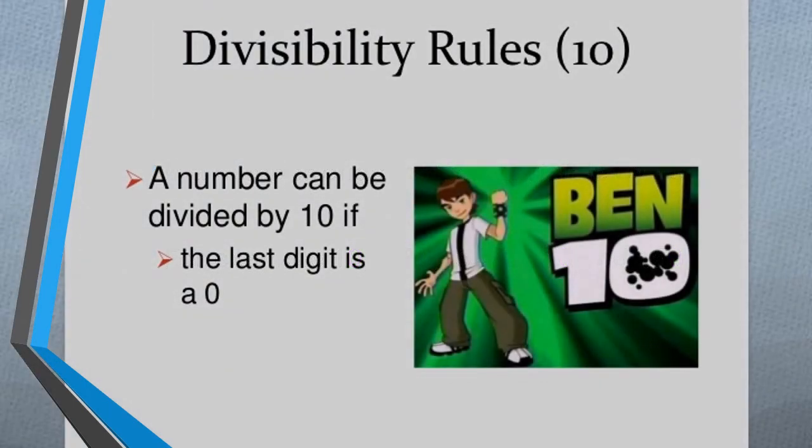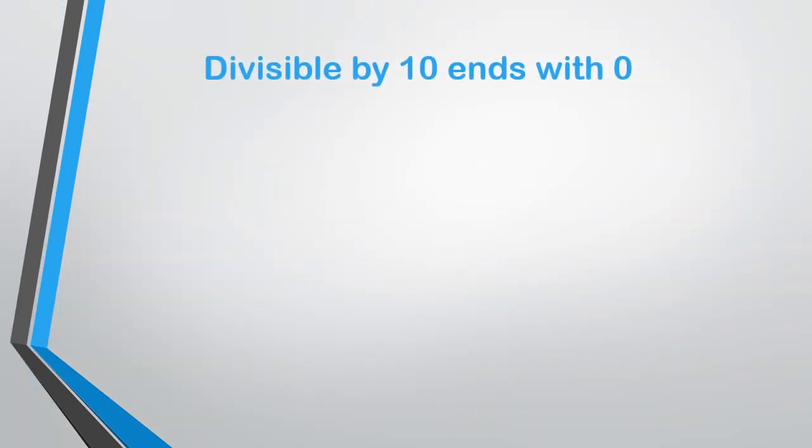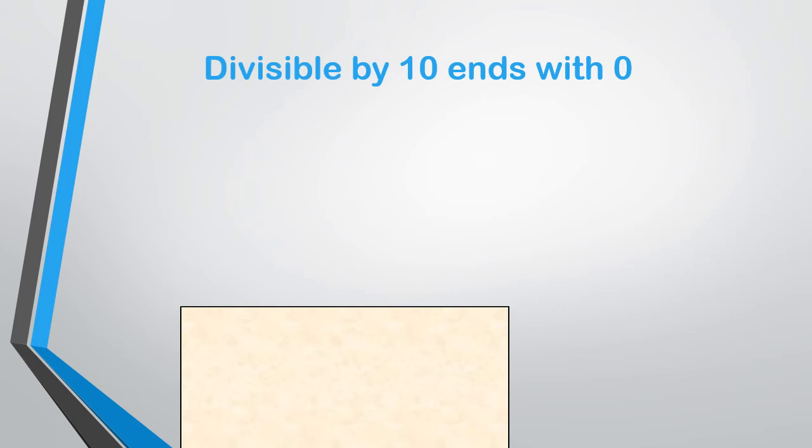So a number can be divided by 10 if the last digit is 0. So divisible by 10 ends with 0.